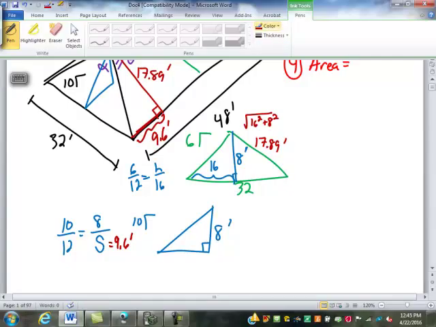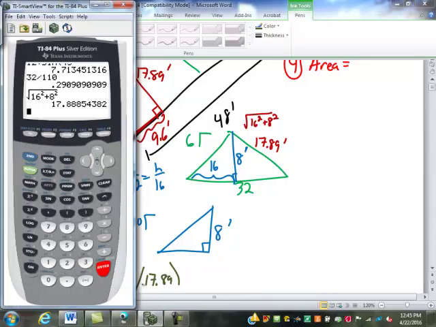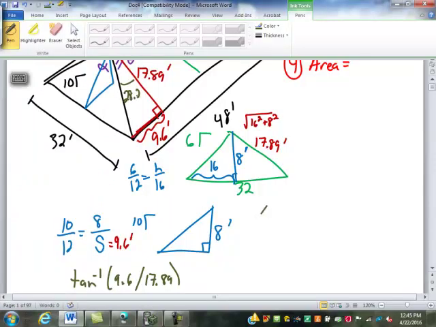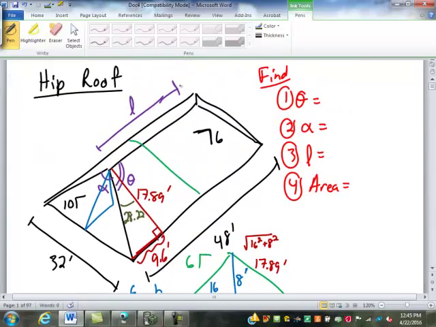At this point, we can find theta. To find theta, I am going to first find this angle here, which will be the inverse tangent of 9.6 over 17.89. Everybody see where the 9.6 and the 17.89 come from? So this is 28.22 degrees, which means that theta must be 118.22 degrees. Where did I get that from? This piece here must be a right angle, must be 90 degrees. Add that to the 28.